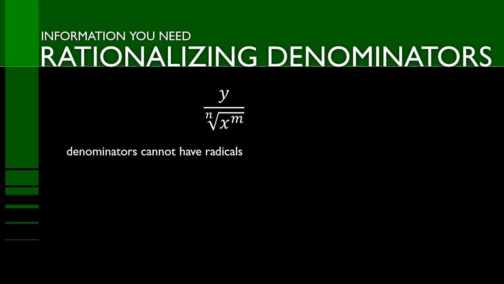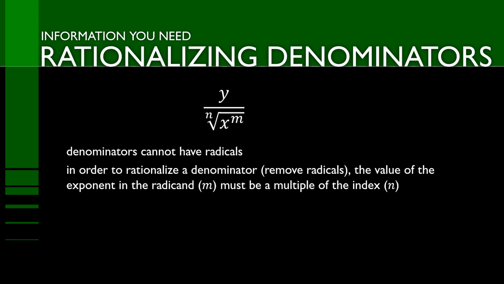So let's say that you have a square root. That means that all of the exponents in the radicand have to be even numbers. 2, 4, 6, 8, 10. Can be any of those, but they have to be an even number because even numbers are multiples of 2. If you had a cubed root, then your exponents in the radicand would have to be either a 3, a 6, a 9, a 12, anything that's a multiple of 3.